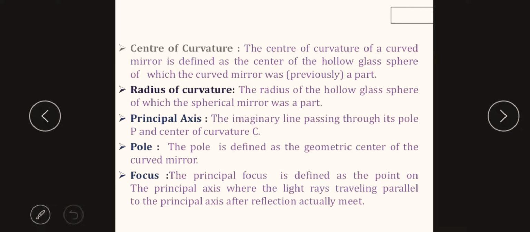Then focus. What is meant by focus here? The focus is also called the principal focus. The principal focus is defined as the point on the principal axis where the light ray traveling parallel to the principal axis meets after reflection. That is what we call focus or principal focus.